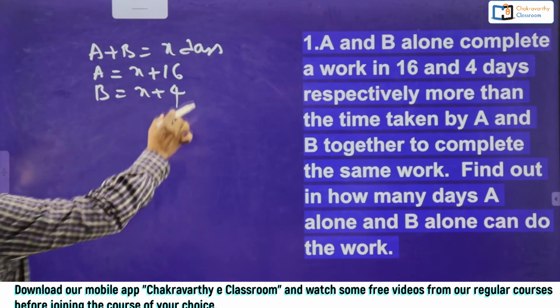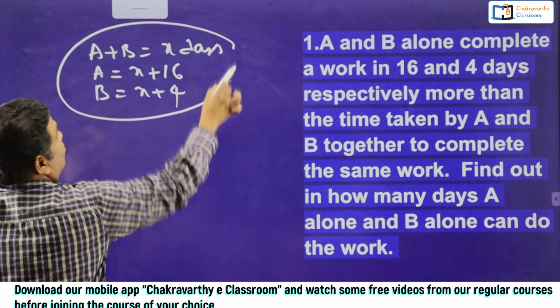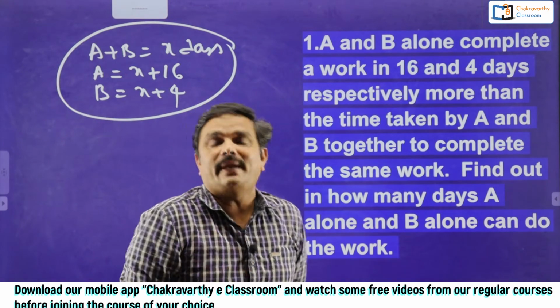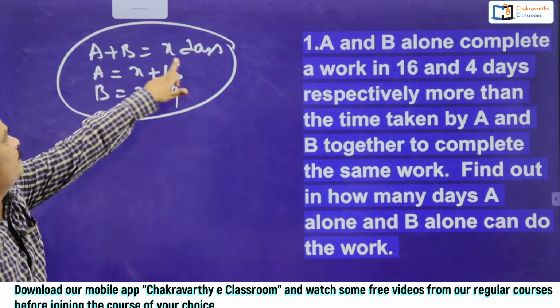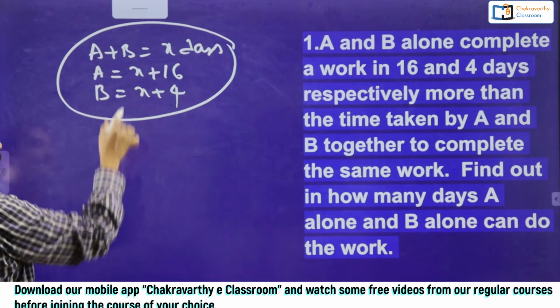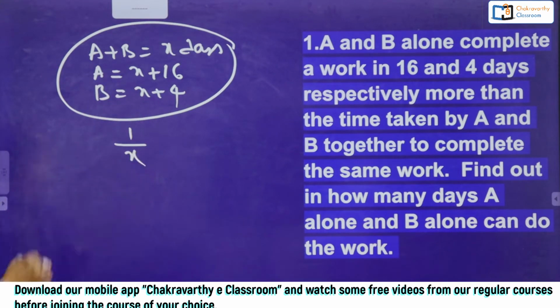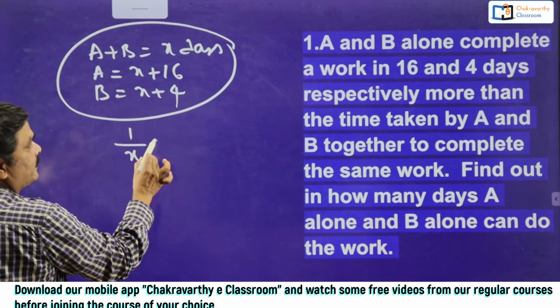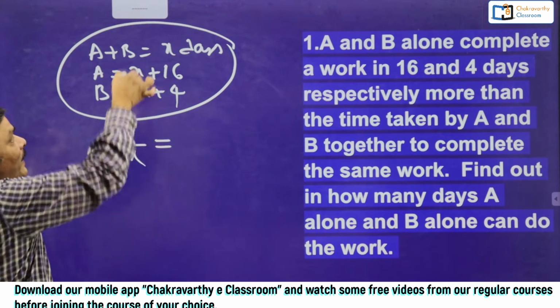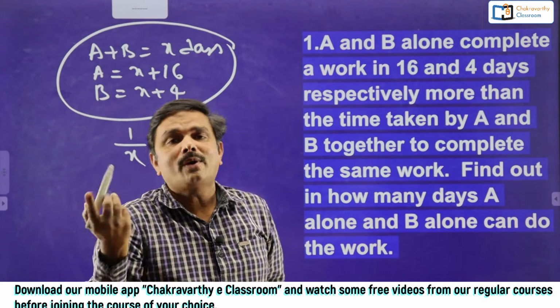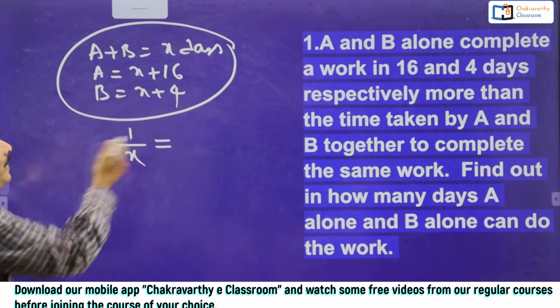Now students, using algebra, I can frame one equation here, to find out the value of x. When A plus B can do the complete work in x days, 1 day's work of A plus B is obviously 1 by x. So 1 day's work of A and B together is 1 by x, which can be equated to A's 1 day's work alone plus B's 1 day's work alone. So then we will frame one equation.